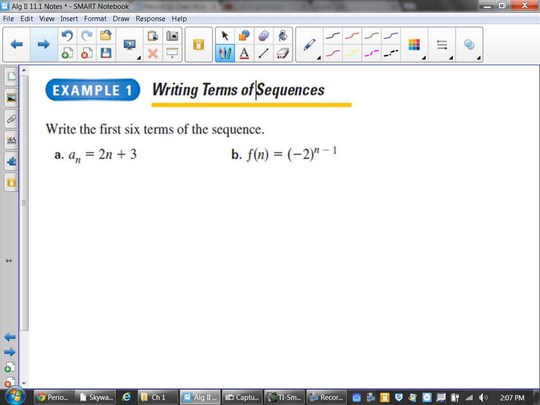Now, when we start to write these things out in terms of the first sets of terms within a sequence, what that means is that we're always going to start with the first term. So you're starting with your n value being equal to 1. So I'd say, well, it's A sub 1 would be 2 times 1 plus 3. A sub 2, 2 times 2 plus 3. All the way down for, they want 6 of them.